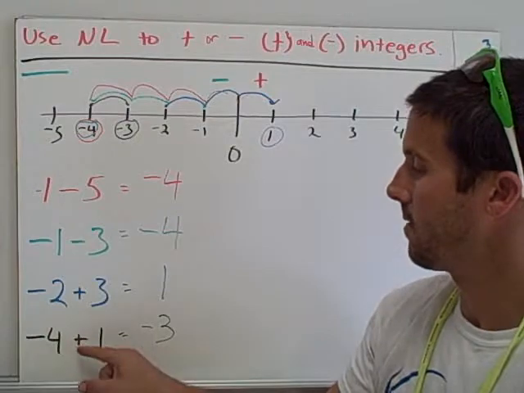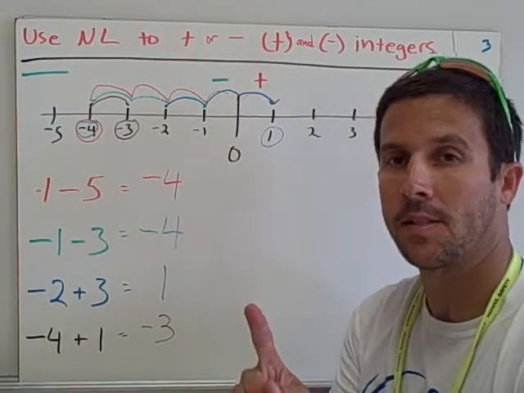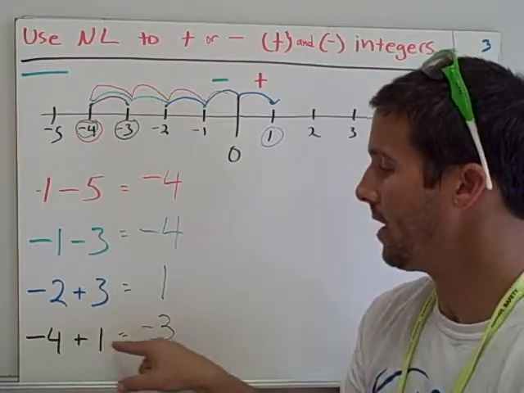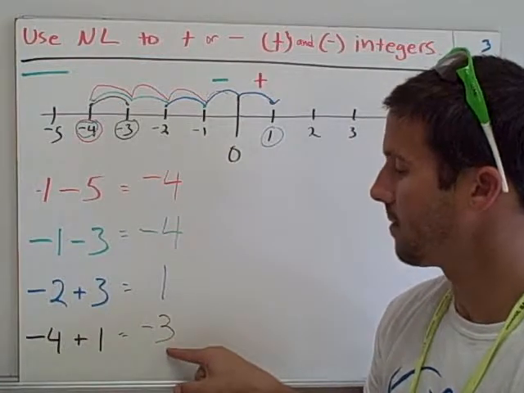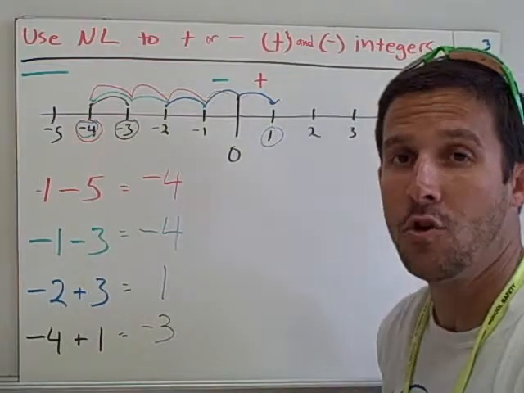Now look at this. Even though I went positive, I only went 1 space. I started at -4. So really, I only got 1 number bigger, and I ended up at -3. And there's your answer right there. Now, let's have you try it on your own.